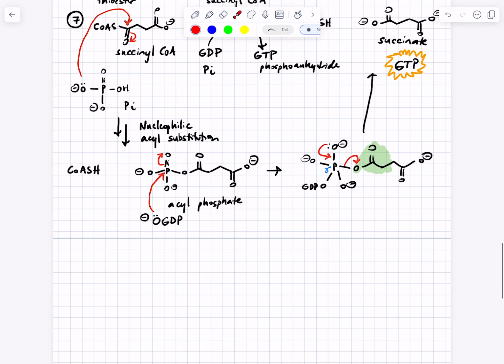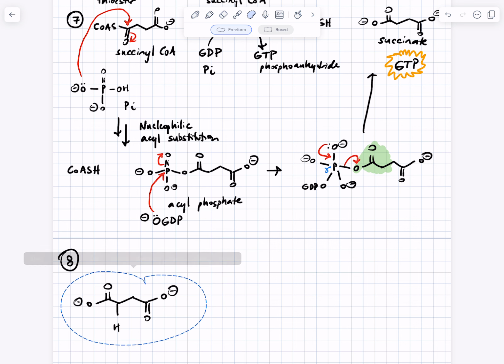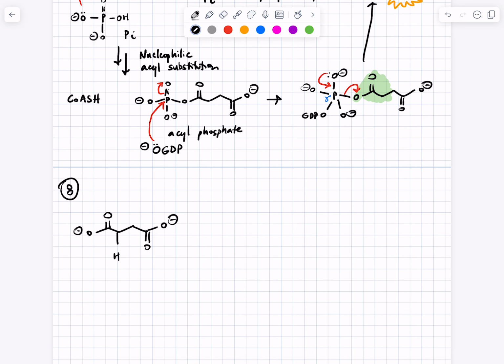All right. So step 8 is going to have succinate, the 4-carbon diacid, react. Oops, sorry. The enzyme that oxidizes succinate is unsurprisingly called succinate dehydrogenase. The thing that does the oxidizing is FAD, and I'm not sure why it's FAD instead of NAD+.